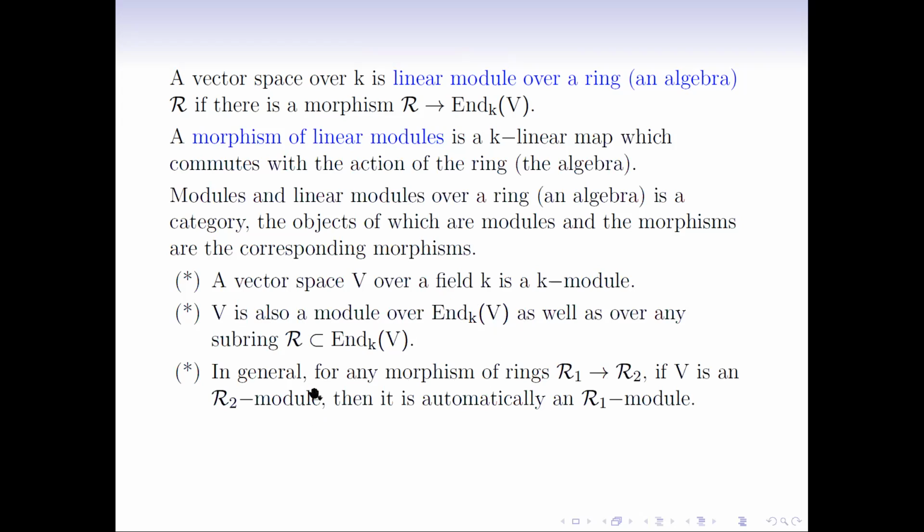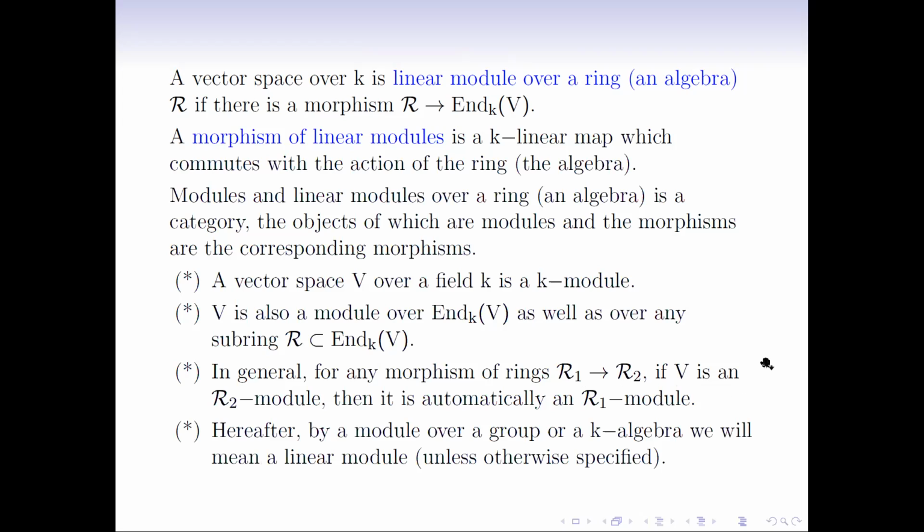And there is a more general statement for any morphism of rings from R1 to R2. If V is an R2 module, then it's also an R1 module, because we have the transitivity property of composition. First, we have a morphism from R2 to endomorphisms of V, and then from R1 to R2. If we compose them, we obtain a morphism from R1 to endomorphisms of V. Later, when we talk about modules over a group or a K algebra, we'll usually mean a linear module as above over the same field, unless we specify something else.